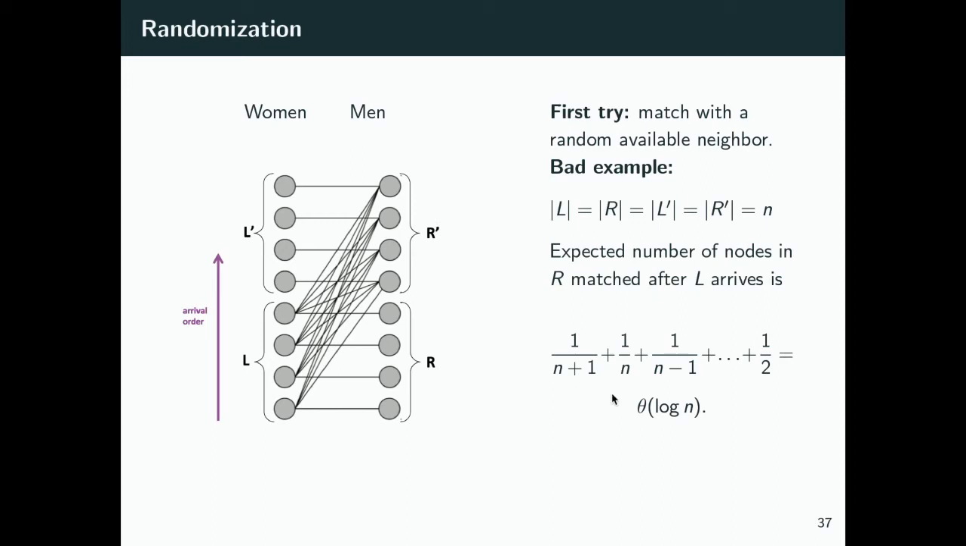And what you can show with a simple calculation is that just after the women in L arrive, only about log n out of the n men in R are actually matched. What that means is that almost none of the men in R prime are available. So that when these women arrive who can only match across, they're sunk. There's nobody there for them to match to. So this analysis of this example shows that if you just match at random, you're not really going to beat this one half asymptotically, this 50%.